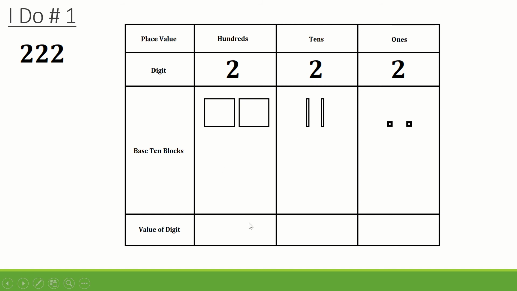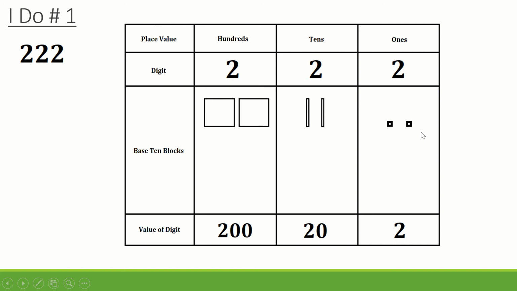Finally, I want to note the value of the digits. So here I have 2 hundreds or 2 flats. So the value of 2 flats, or the value of 2 hundreds, is 200. Here I have 2 tens or 2 rods, and the value of those is 20. And then I have 2 ones or 2 units, and the value of those 2 units is 2.